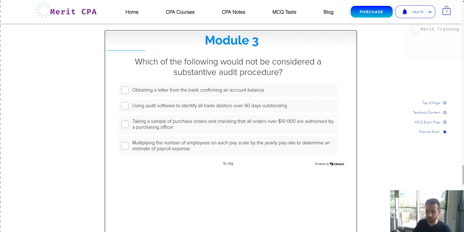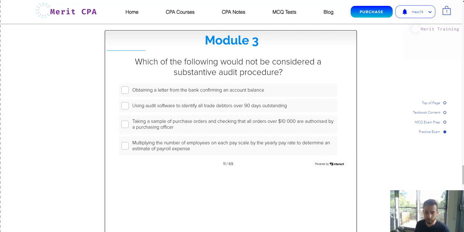So just to recap what a substantive audit procedure is, it could be a test of detail or it could be a substantive analytical procedure, right? But it wouldn't include a test of control, for example. Okay, so A, obtaining a letter from the bank confirming an account balance. That's going to be incorrect because that's a test of detail. You're requesting an amount of detail and you're going to check that against the detail. So that's a test of detail.